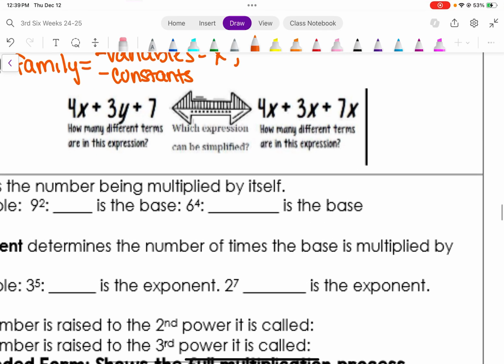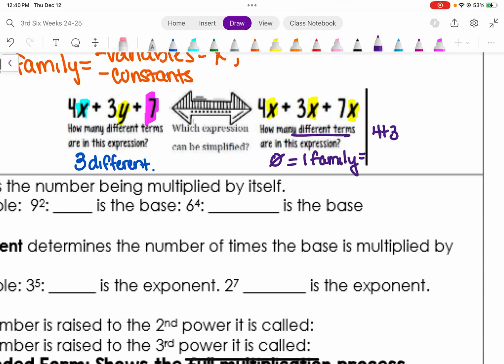So 4x plus 3y plus 7. How many different terms do you have there? There are 3 different terms there. 3 different families. We have 4x plus 3x plus 7x. How many x values do we have? We have 3 x's, so how many different terms? We have no different terms. We have one family. So if I were to add that, 4 plus 3 plus 7, that would give me 14x.